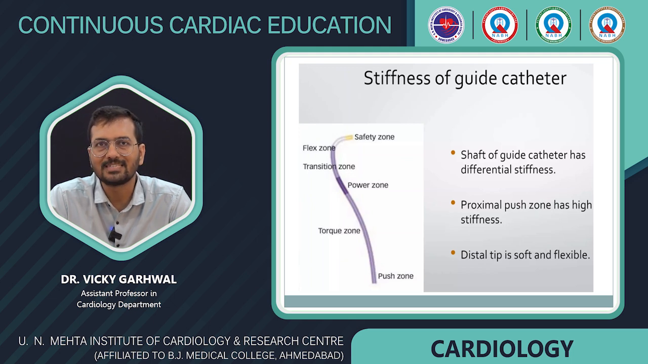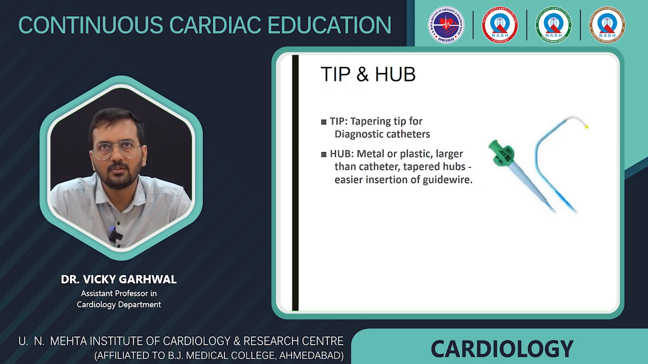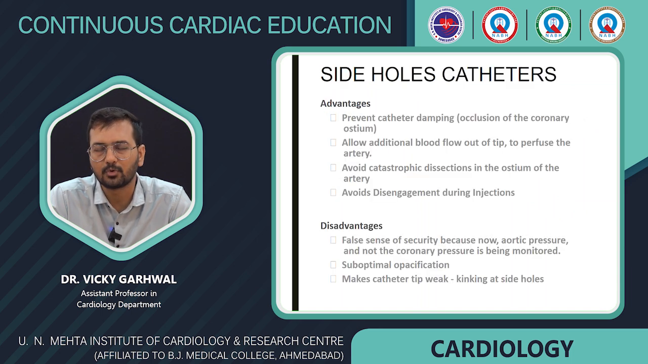The proximal push zone has a high stiffness. The distal tip is soft and flexible. So they have a variable differential stiffness according to the area, and the tip should have less stiffness. Then the tip and hub. The tip is a tapering tip for diagnostic catheters, and the hub is metal or plastic. They are larger than the catheters. They have tapered hubs for easy insertion of the guide wires or any stents.